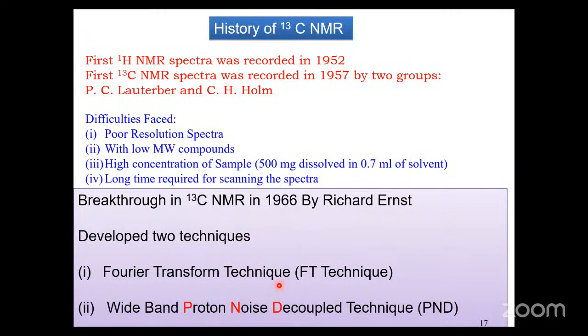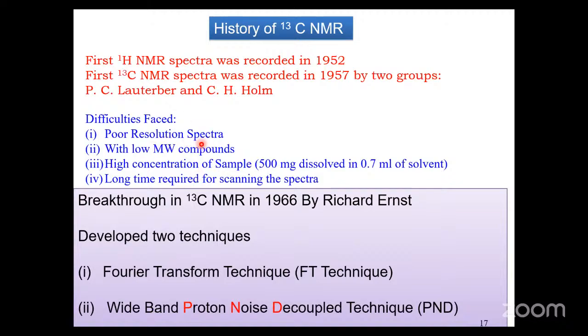So as I said, the first H1 NMR was recorded in 1952. The first C13 NMR was recorded in 1957, again by two groups, Lauterbur and Holm. And at that time the technology was not advanced, and there were many difficulties in getting a C13 NMR.